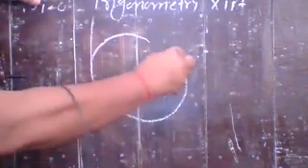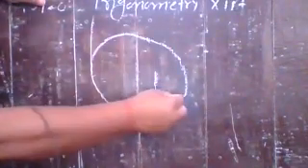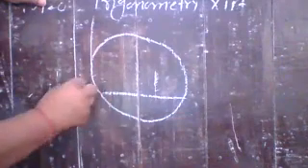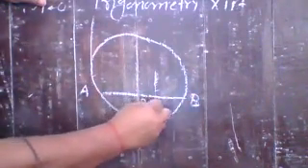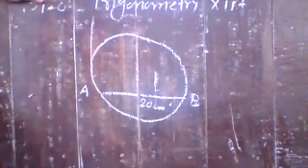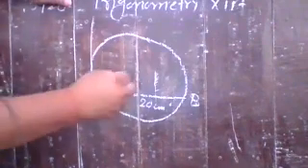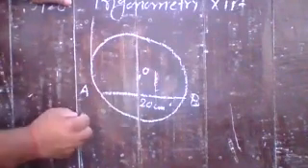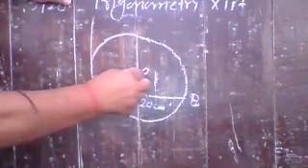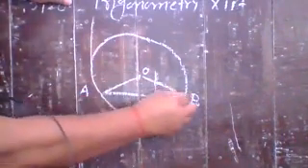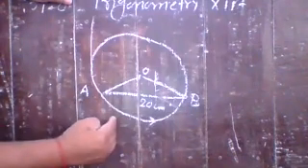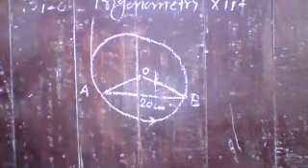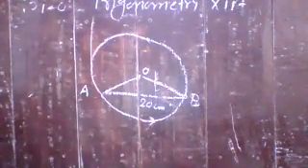Here you have a circle and a chord is given. Suppose chord AB is given of length 20 centimeter. And here you have a center. Okay. So if you join OA and OB, so no doubt this AB arc is your minor arc.